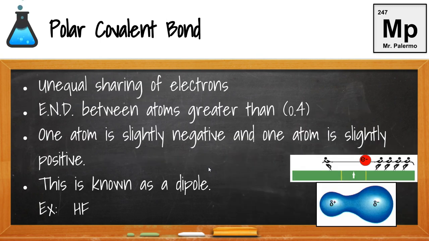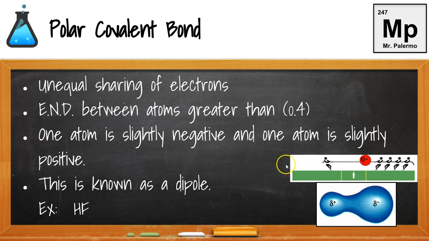If they're unequally sharing electrons, we call it a polar covalent bond. So how do we know it's unequal sharing of electrons? What we're going to do is look up the electronegativity values for each atom, and if the difference between the atoms is greater than 0.4, we say it's unequal and we call it a polar covalent bond. So what happens as a result is that one atom is slightly negative and one is slightly positive.